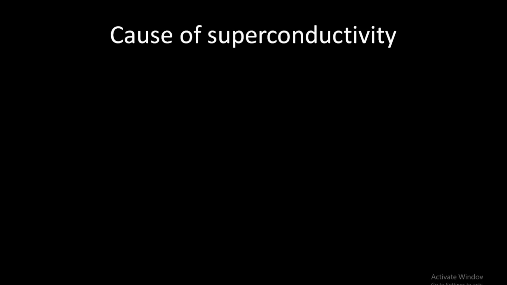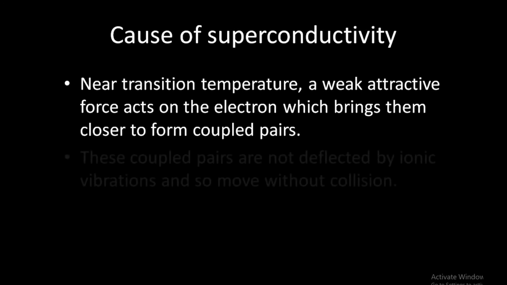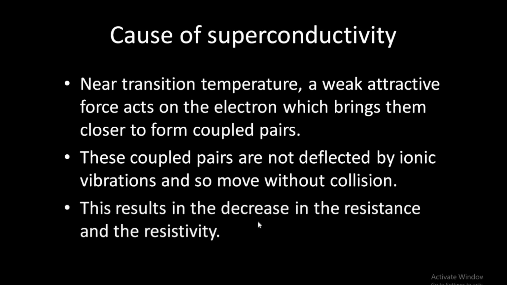Now let's see the cause of superconductivity, that is, what causes superconductivity in a substance. Near the transition temperature, a weak attractive force acts on the electrons, which brings them closer to form coupled pairs. These coupled pairs are not deflected by ionic vibrations and so move without collisions. This results in a decrease in the resistance and the resistivity.